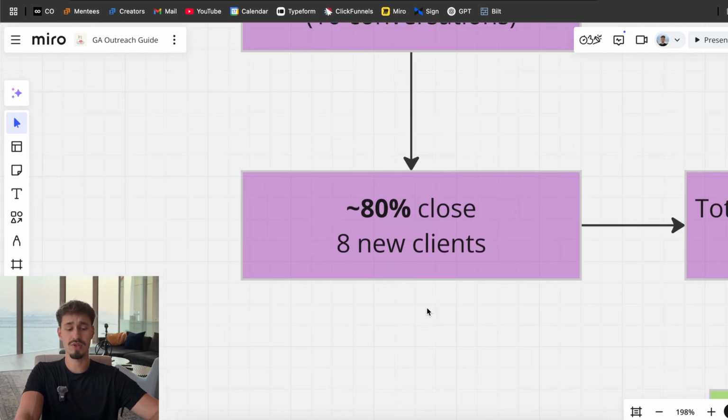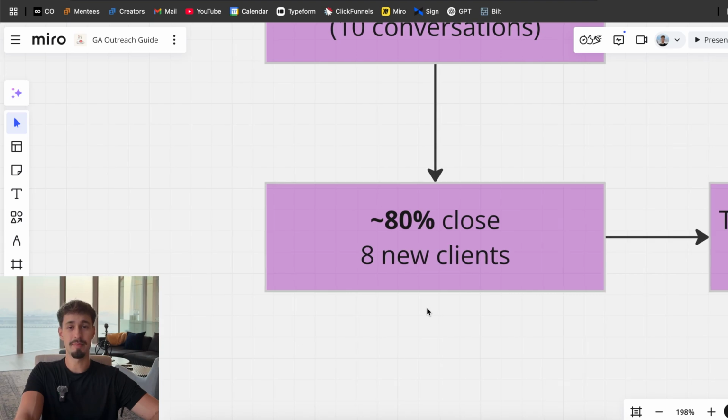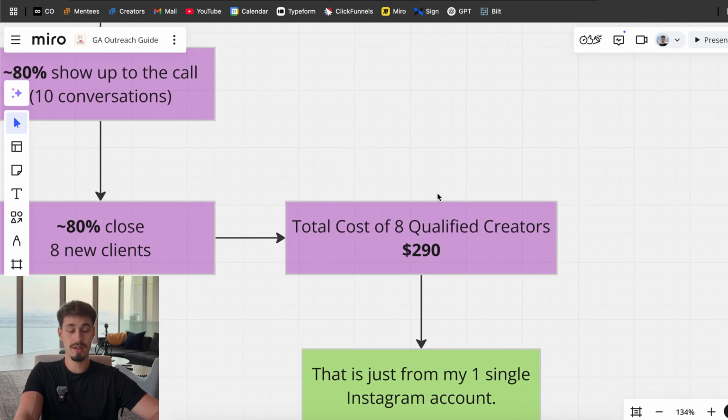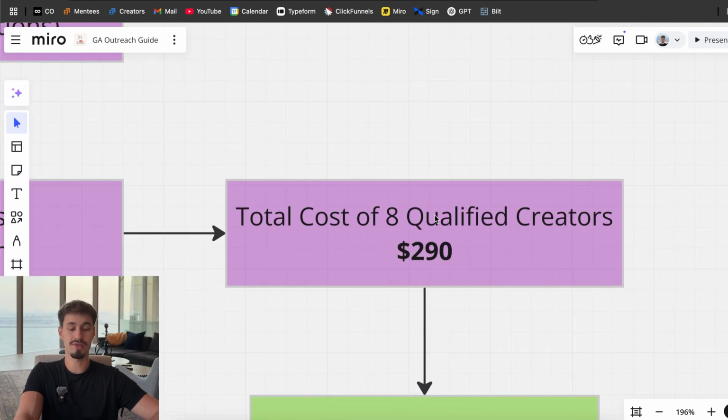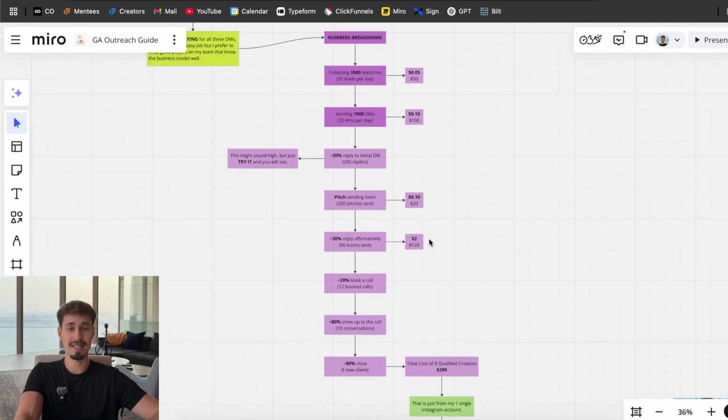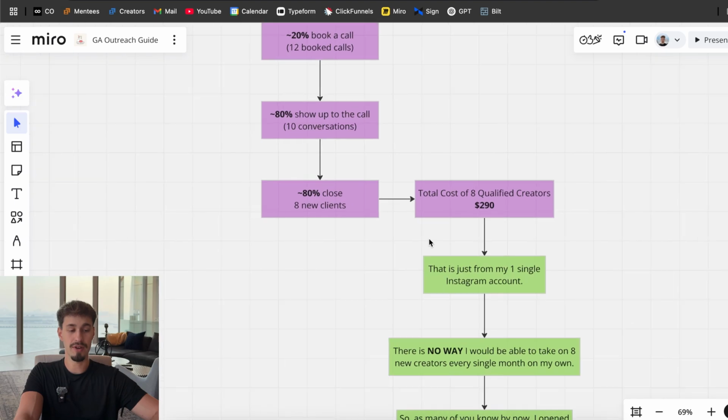That might sound like a high close rate, but you got to remember, you're closing at a rev share, and they're pretty much already sold before they're getting on the call. So 80% is very reasonable, which is 8 new clients. So there you go. My total cost to get 8 qualified creators is $290 for the entire strategy to be outreach. Obviously, I take the calls myself, but aside from that, there you go.